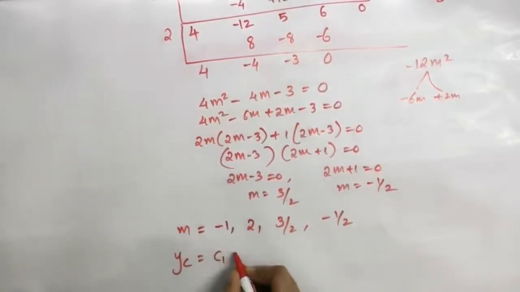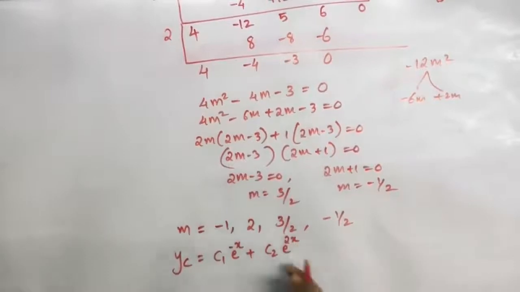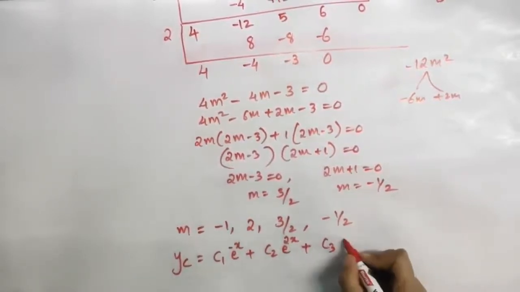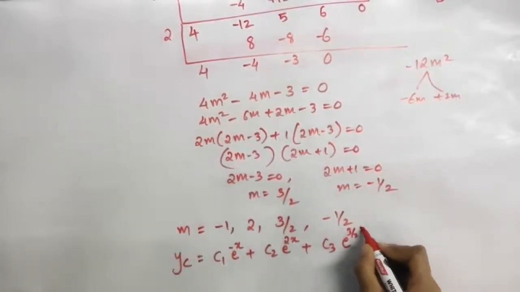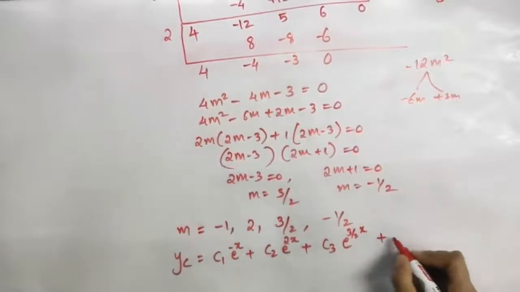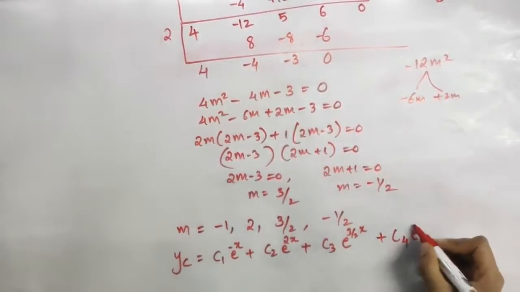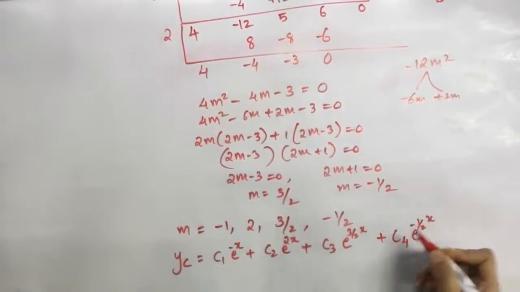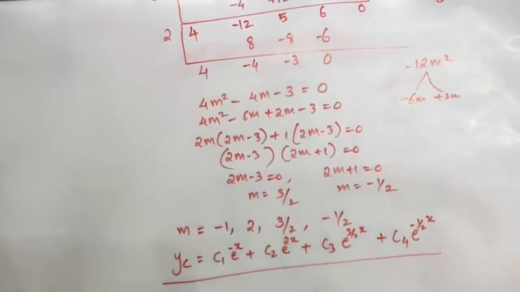It should be c1 e to the power the first root into x, minus x you will get, plus c2 into e to the power the second root of the equation into x, plus the third constant c3 into e to the power the third root 3 by 2 into x, okay, plus the final root is minus half. So c4 into e to the power minus half into x. This is the complete solution of this problem. I hope it is clear to all of you.